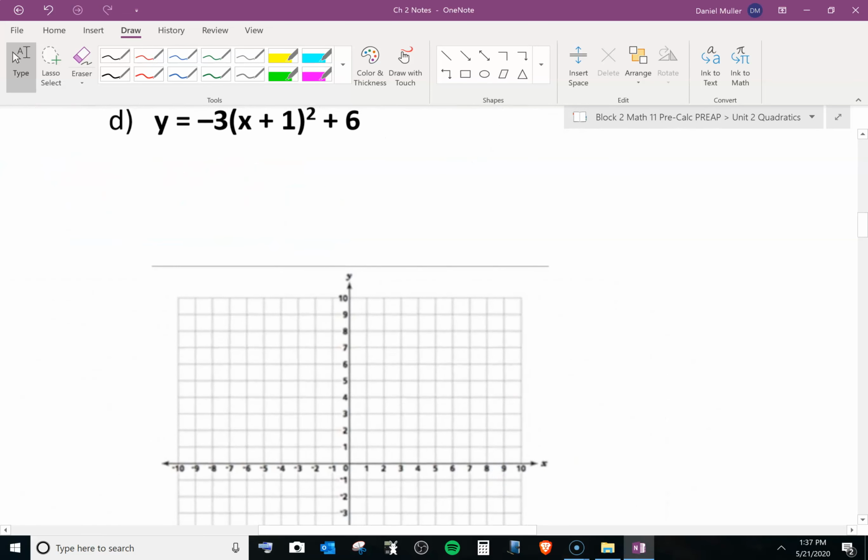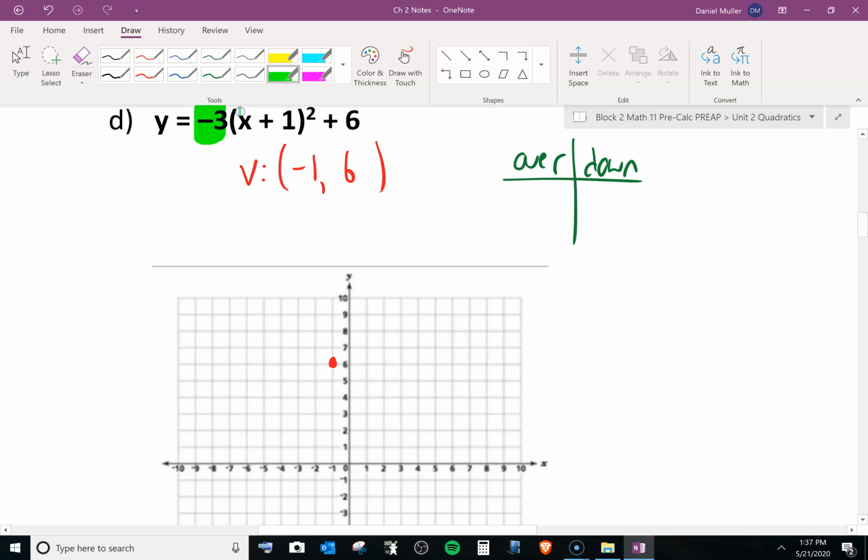Okay, so we have to start with a vertex, change it on the inside. So instead of +1, it's a -1. +6 stays +6. So I can go -1, up 6. That's my vertex. Now I need to do an over, up, down chart. Now it is going to be heading down, and I know that because it is a -3. So because it's a negative, I'm heading down.